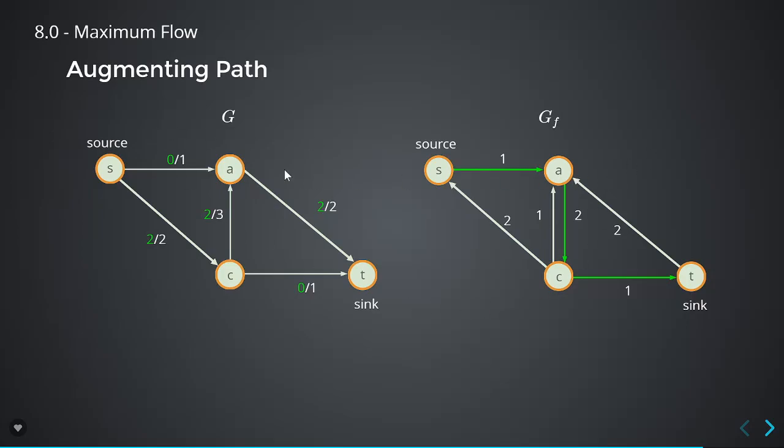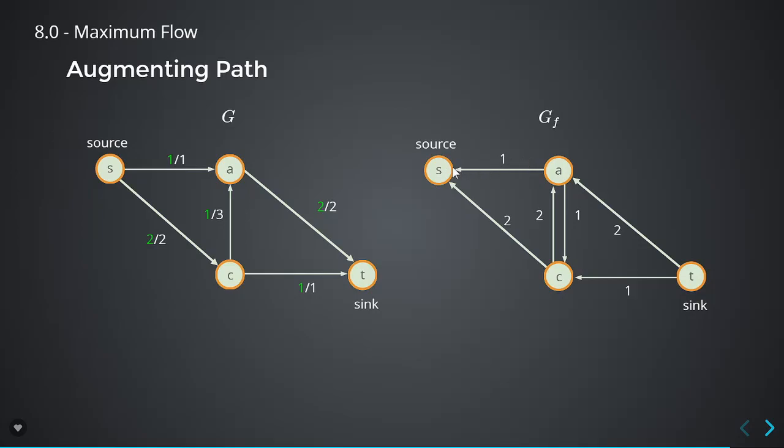Well, if it's in the same direction, we just increase it. So here's a 0, it becomes a 1. This one is in a different direction, so we actually decrease the flow from C to A. We decrease that. And again, C to T is in the same direction. We increase that by 1. So we update that. And we also update our residual network.